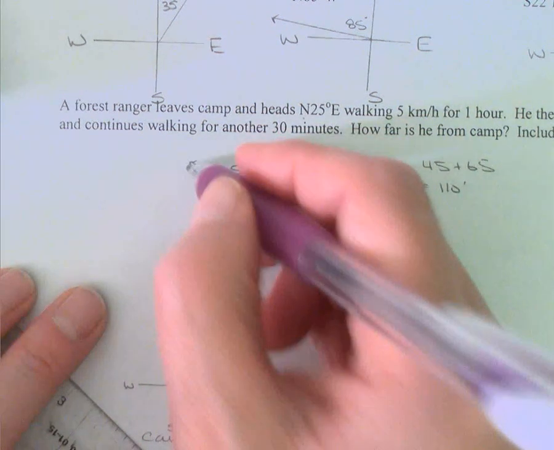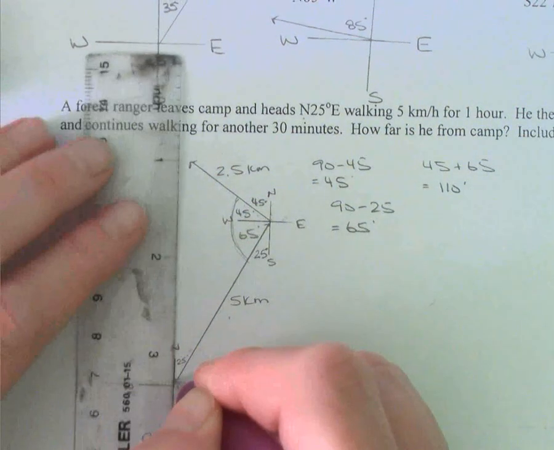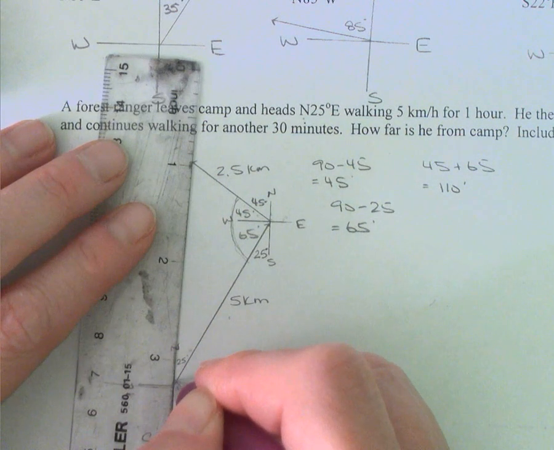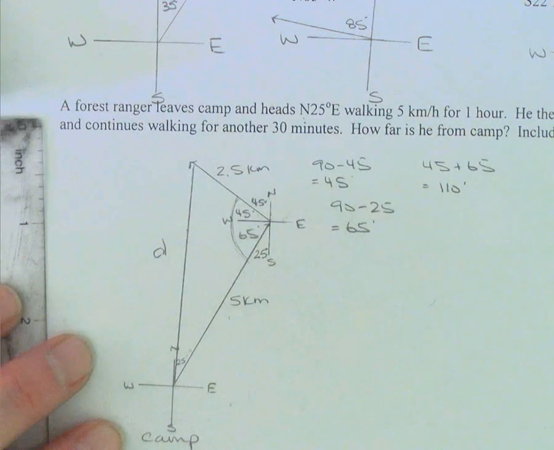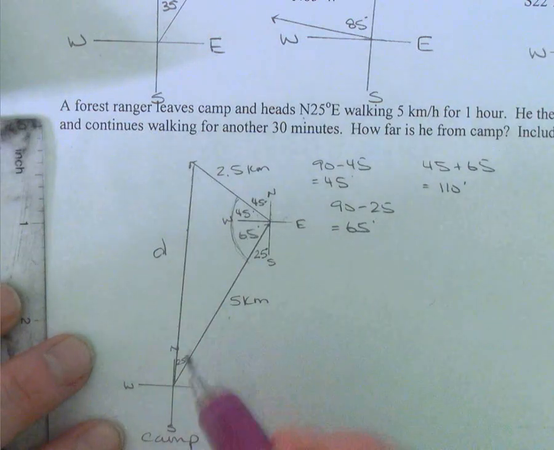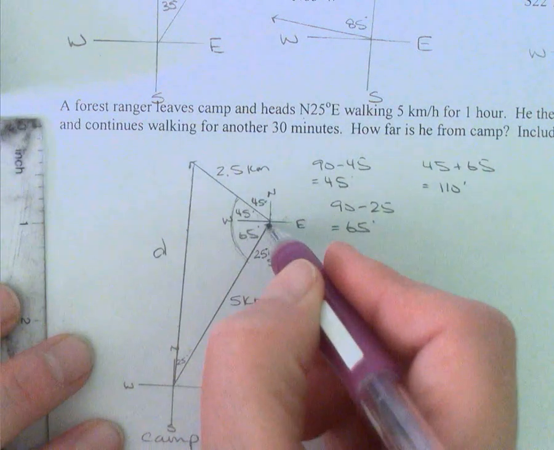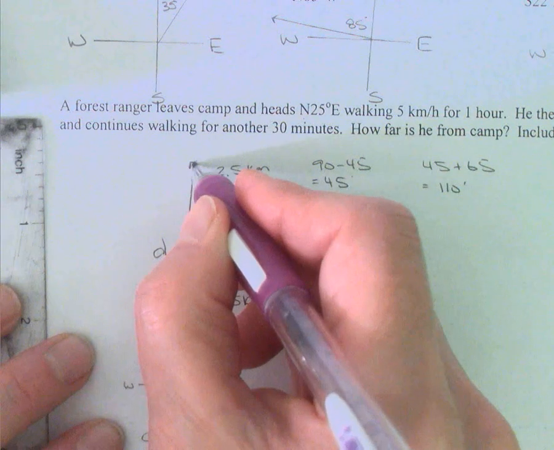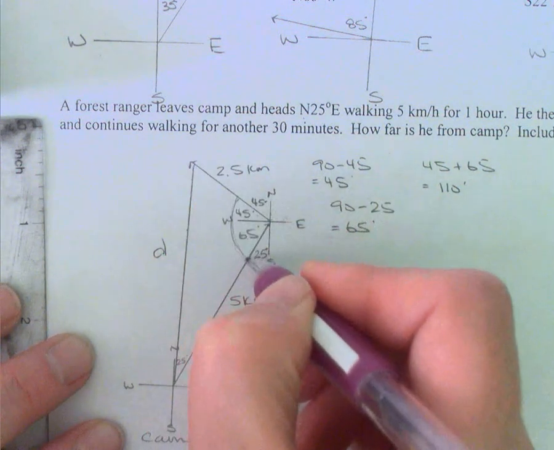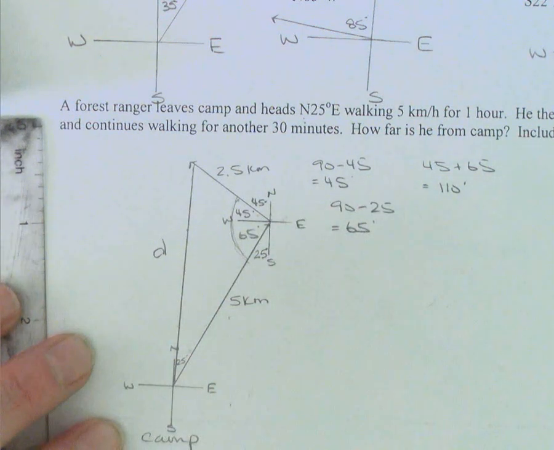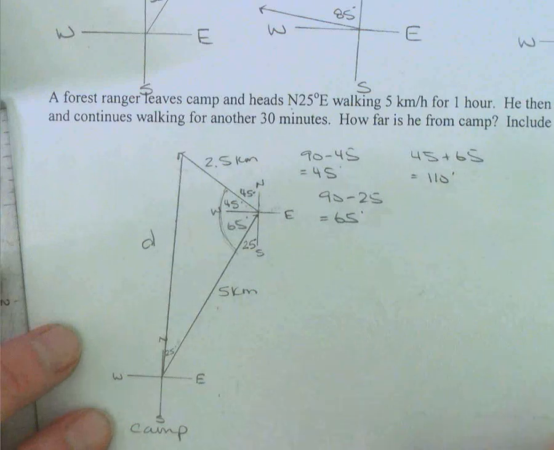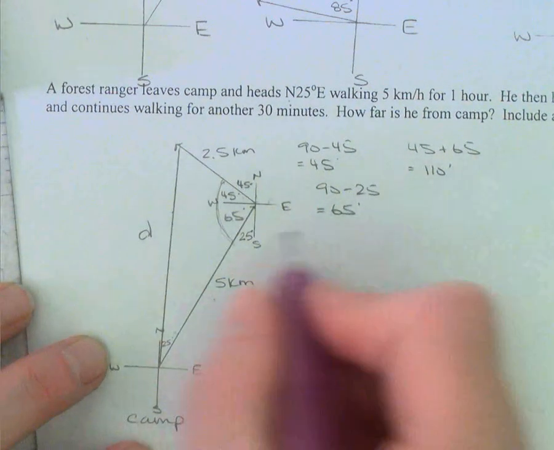From this point, he returns back to camp. They want to know this distance here. How far is he from camp once he reaches that point? So if I look, I have 5 kilometers here. I have 2.5 kilometers here, and I was able to find this interior angle here based on the work I did over here. So now I can use the cosine law to find this side.